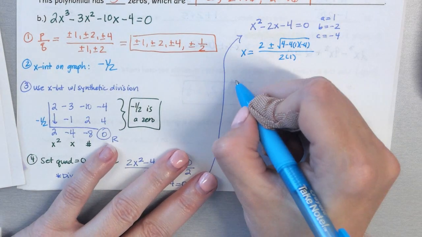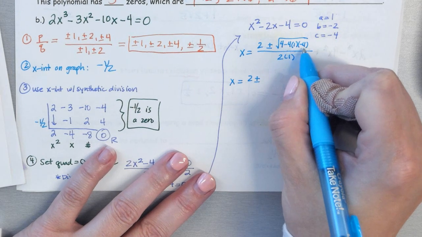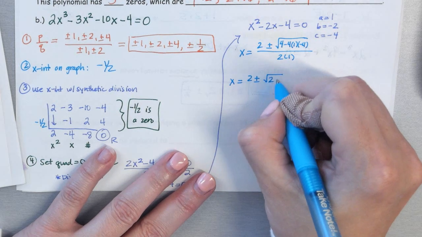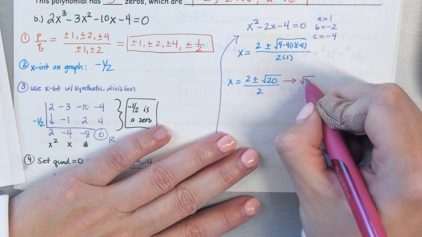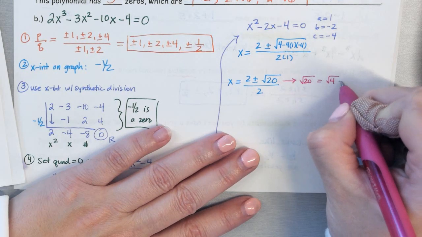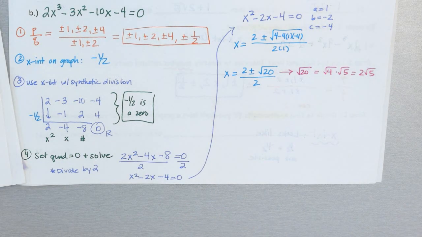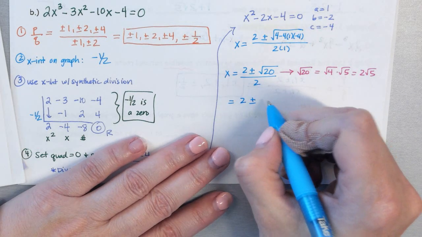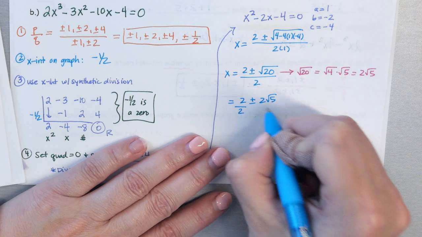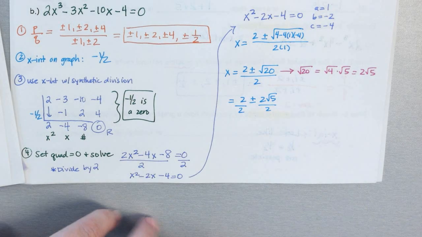So then we have x equals 2 plus or minus, and then underneath here, a negative times a negative is a positive. So 4 plus 16 is going to be 20, divided by 2. What's the perfect square that goes into 20? Yeah, so this is root 4 times root 5, which is 2 root 5. So then 2 plus or minus 2 root 5. And then remember, you divide both of these by the bottom number. So this divided by 2, you're going to divide both of them by 2.